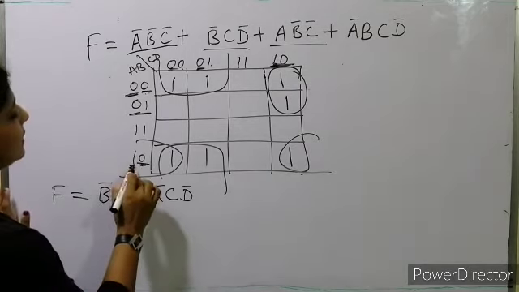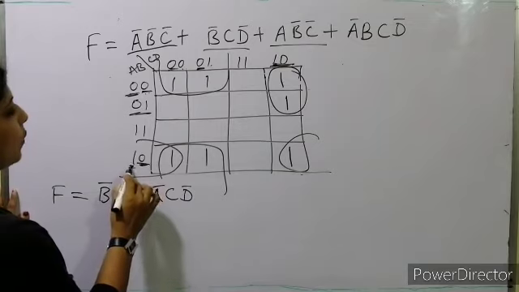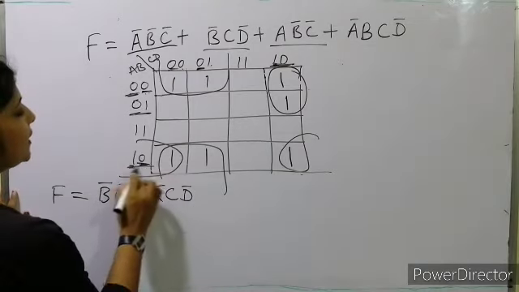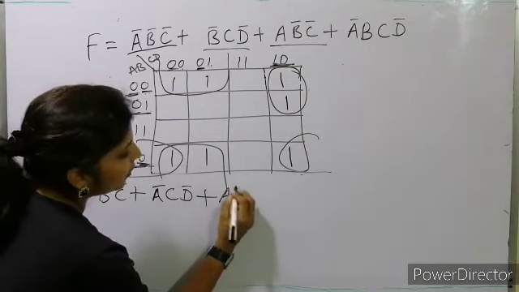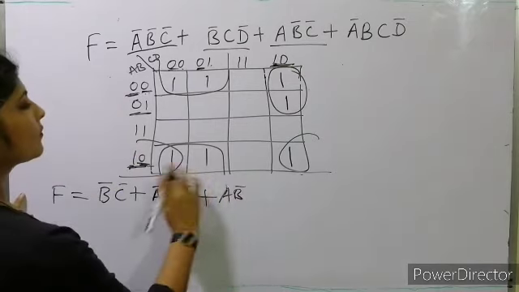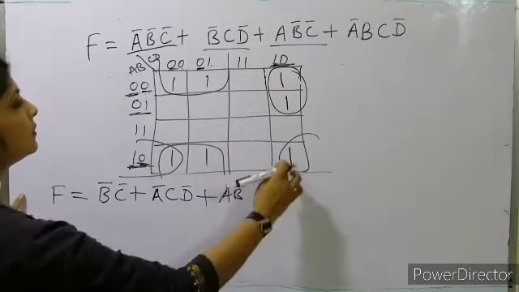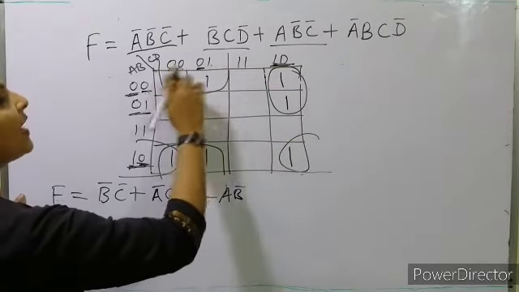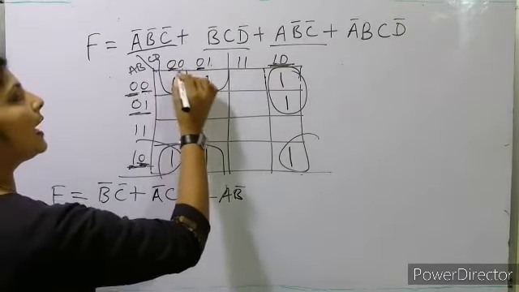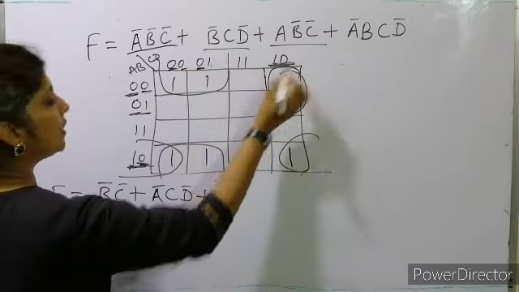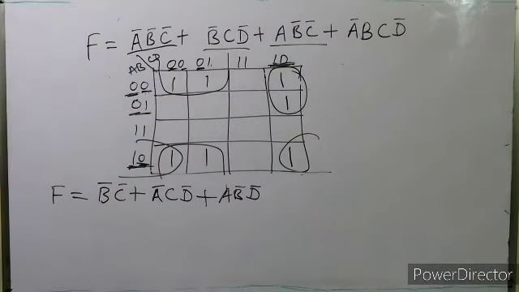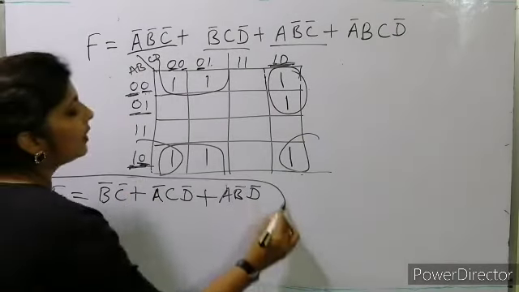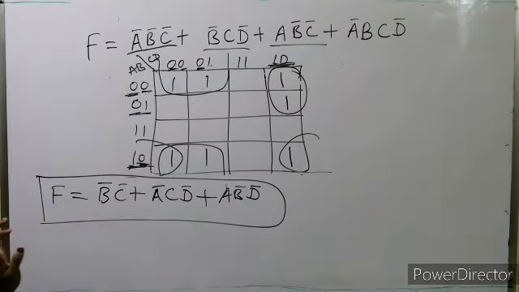So this one is: what will be common in these two? a b bar will be common, and what else? c is varying, here it is 0, here it is 1, and d is the same, d 0, d 0, so d 0, the complement of d. This will be the resultant function.